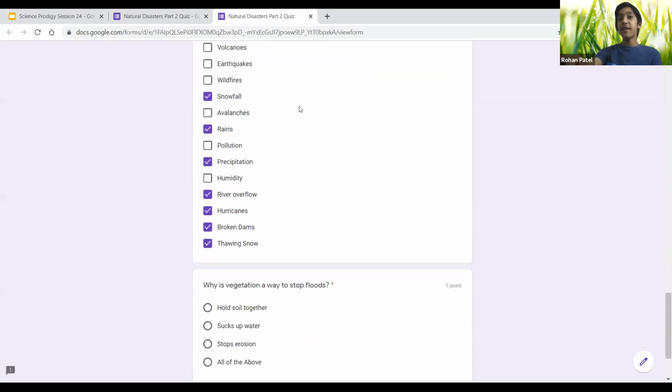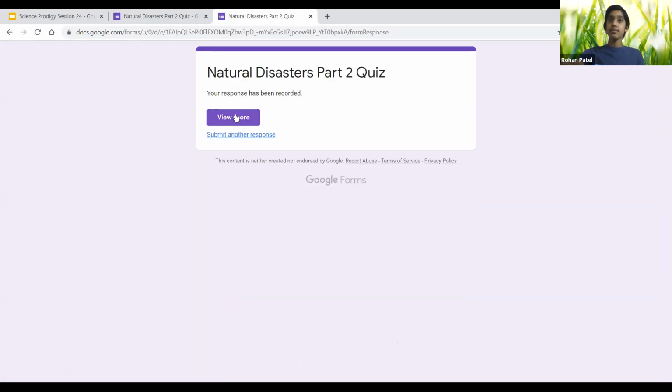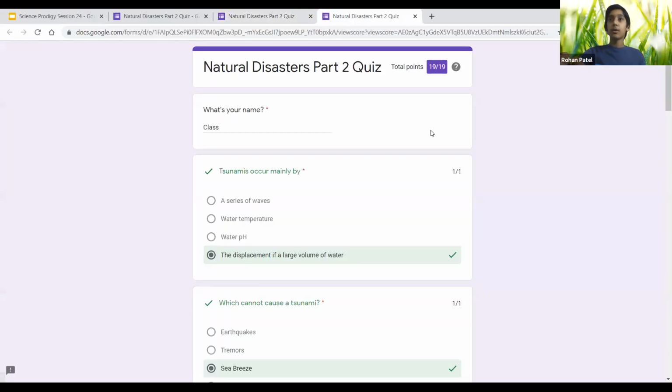Okay, and then why is vegetation a good way to stop floods? Not only does it stop erosion, but it does the other two. It sucks up water and holds the soil together. Let's make sure we are all correct. All correct, good job. That was today's quiz.